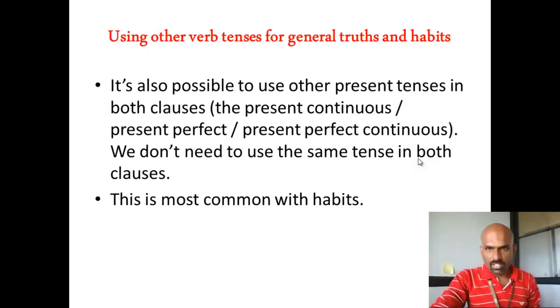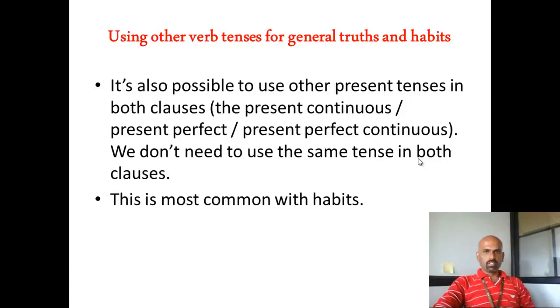Using other verb tenses for general truths and habits. If you remember, we talked about the zero conditional. In the zero conditional clauses, we used only present tense in the if clause as well as present tense in the main clause. It is used to talk about general truths and habits, but here you can use other tenses also, like present continuous and present perfect continuous. Only the present forms of these tenses can be used. And we don't need to use the same tense in both clauses. We can vice versa change it. But come, let's see.